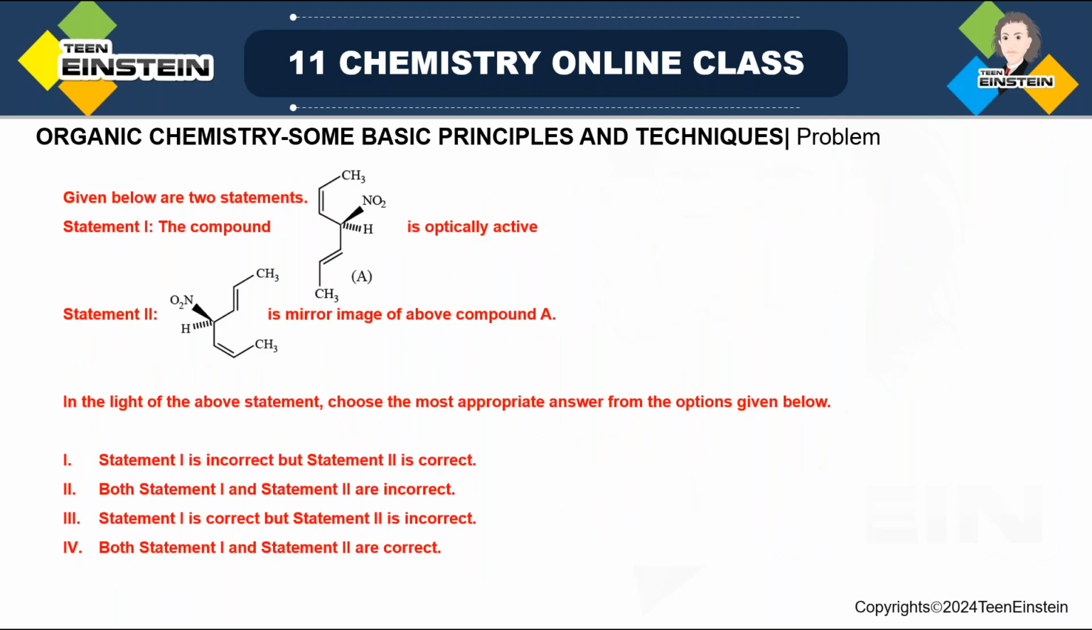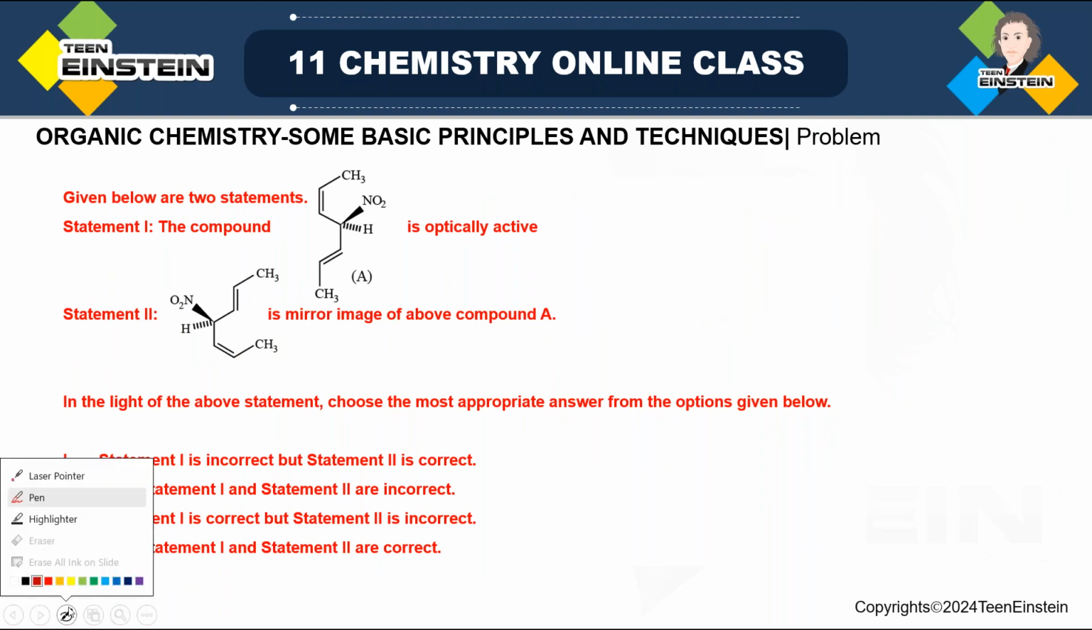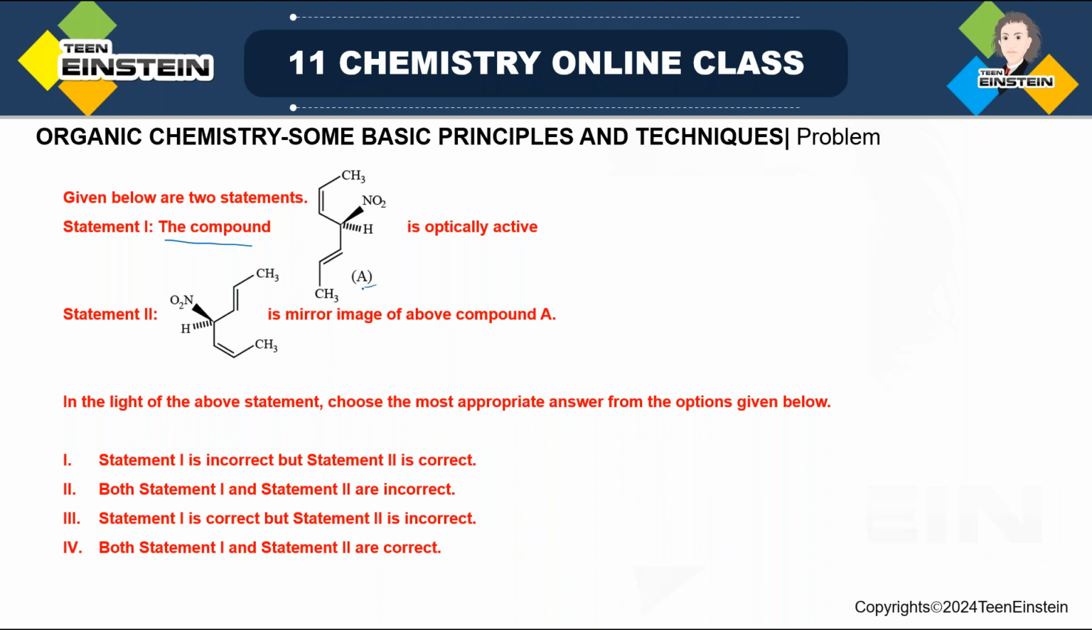Next, we have another question. Given below are 2 statements. Statement 1: the compound you can see, compound A, is optically active. Statement 2: another picture is given. At first glance it may seem different, but you may also think it is not different. But you can easily check whether these 2 molecules are the same or not. We will also do so. Suppose I name this one B. Though A and B may be the same.